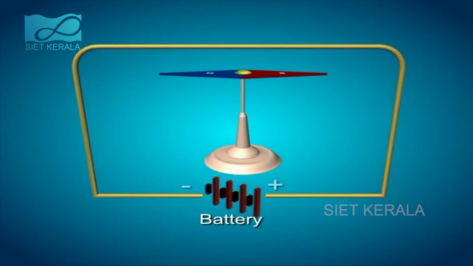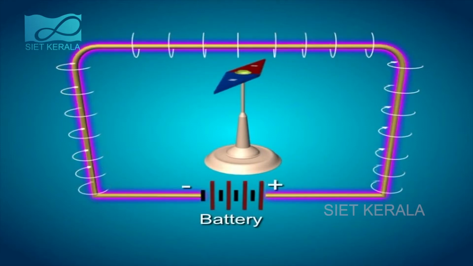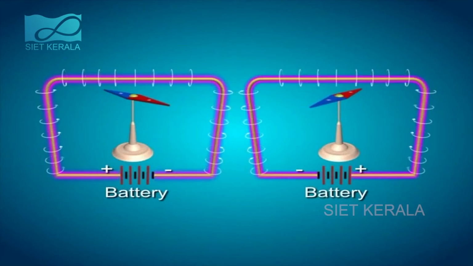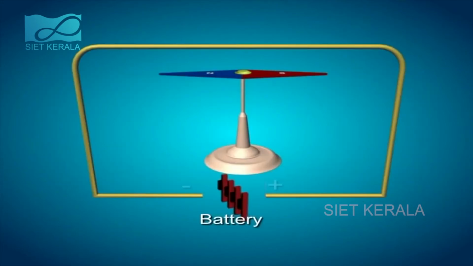Now let us reverse the battery to reverse the current in the circuit. The needle deflects in the opposite direction when the current is reversed. What do you understand from this? Reversing the current reverses the magnetic field also. Direction of electric current: electric current flows from the positive terminal of a battery to the negative terminal.